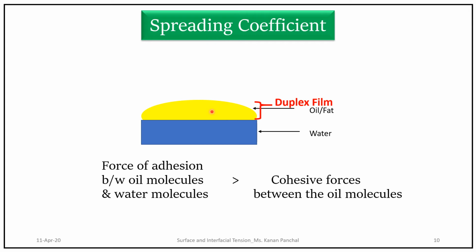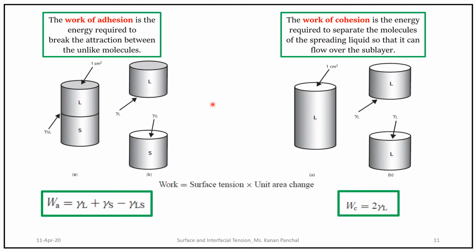Now this spreading occurs because the force of adhesion between the oil molecules and the water molecules is greater than the force of cohesion amongst the oil molecules. So to first understand spreading coefficient, let us look at work of adhesion and work of cohesion. Work of adhesion is the energy required to break the attraction between the unlike molecules, that is liquid and the solid substrate. As per the previous example, it can be the water and the oil. Work of cohesion is the energy required to separate the molecules of the spreading liquid, or in the previous example, the spreading oil, so that it can flow over the sublayer.